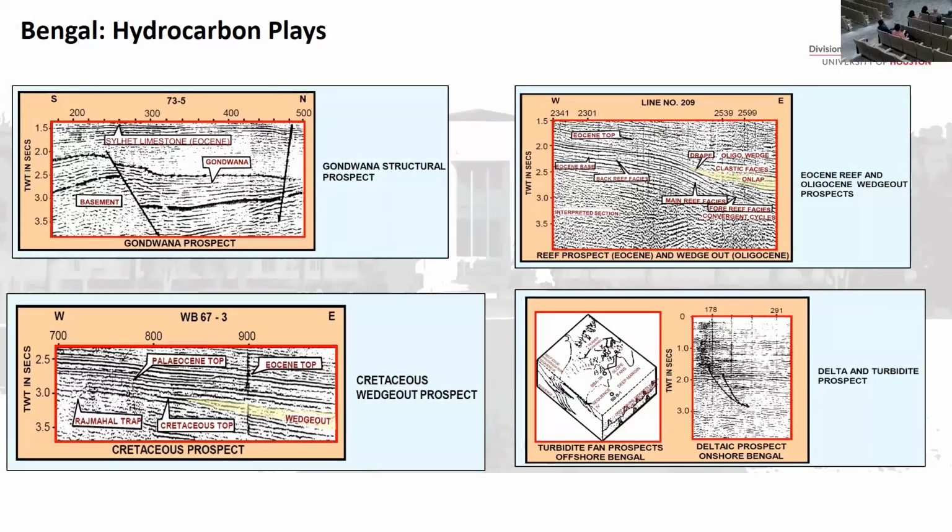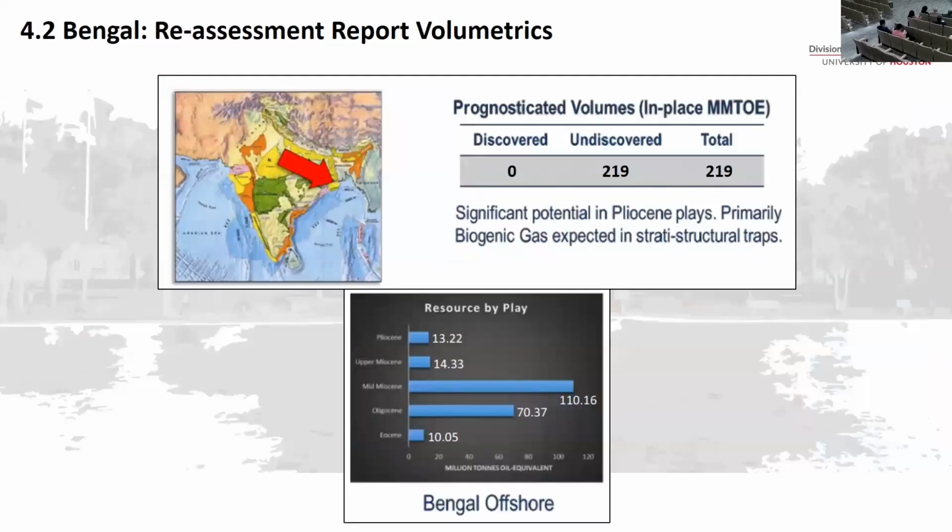And again, potential trap types. There is structural potential, and there are reef buildups in here as well. We talked about the carbonates. There's potential for pinch-outs, and obviously some of these turbidites, deltaic deposits and submarine fans that I talked about earlier. So lots of potential for trapping. Again, they've calculated the undiscovered oil in place potential at about 219 million metric tons of oil equivalent. So pretty significant.